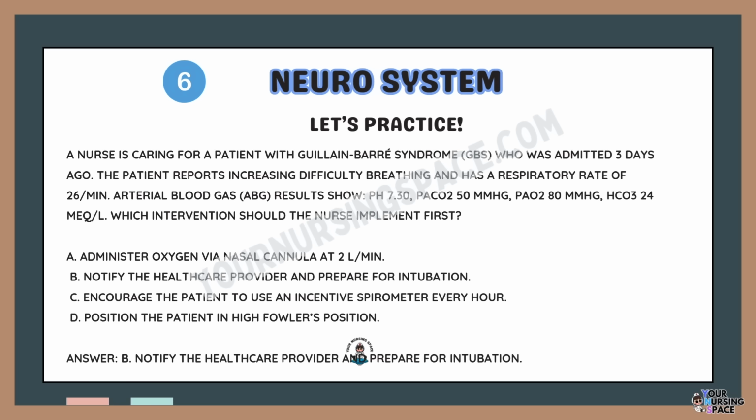The answer is B. Notify the healthcare provider and prepare for intubation. In GBS, ascending paralysis can impair respiratory muscles, leading to hypoventilation and respiratory acidosis, pH 7.3, PaCO2 50. The increasing respiratory rate, 26, and ABG findings indicate impending respiratory failure, a life-threatening complication. Preparing for intubation, B, is the priority to secure the airway.